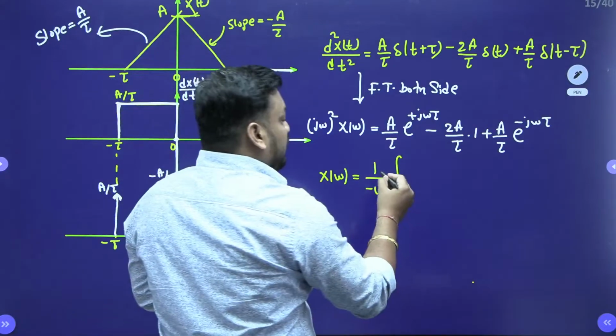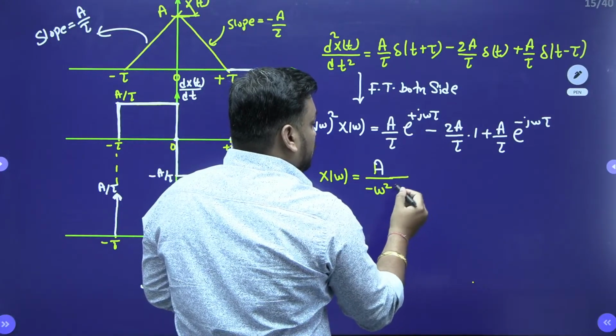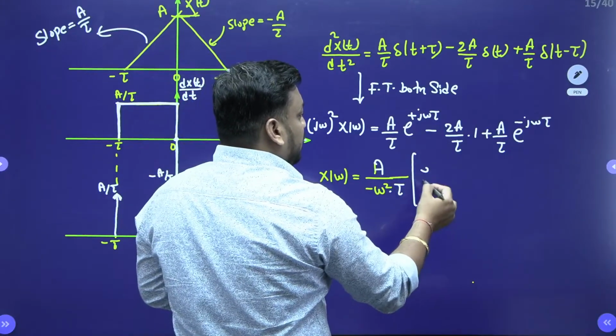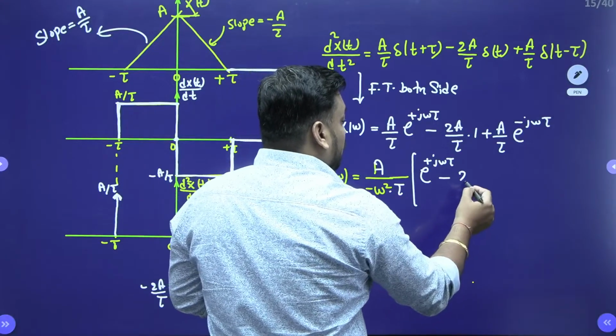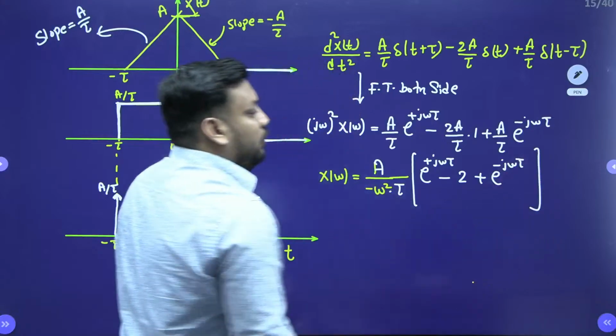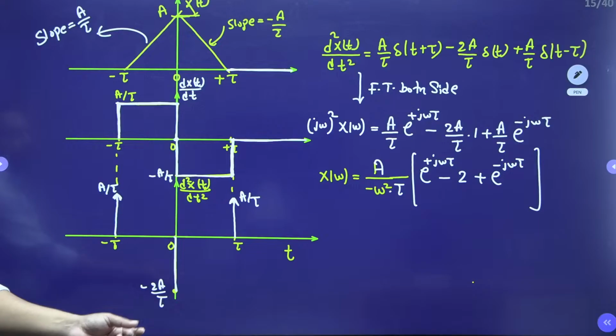Now tell me, here a I can also take common, and tau I can also take common. So what is inside the bracket? e to the power plus j omega tau minus 2 plus e to the power minus j omega tau. All of you guys tell me, is this completed? Just do reply.